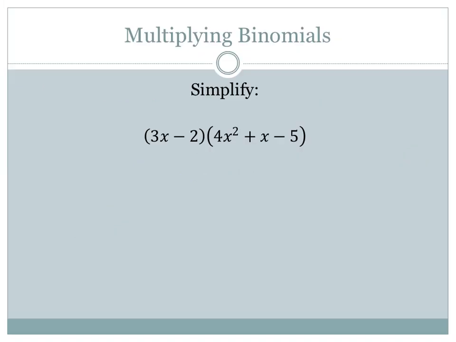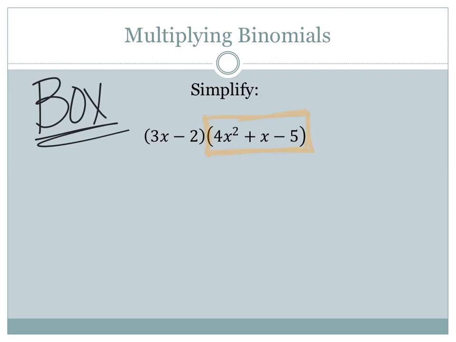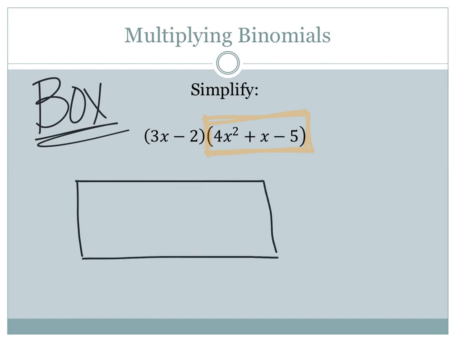Okay, and this last one, I'll admit, is kind of my favorite, and we're going to box this one. This one's going to be a little bit different because this last polynomial here has 3 terms. So when we do a box, we're going to do a row of 3 and a column of 2. It's going to look a little something like this. Row of 3, column of 2.